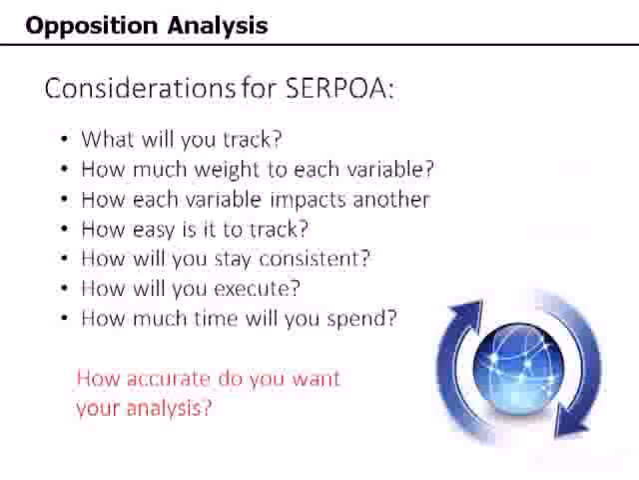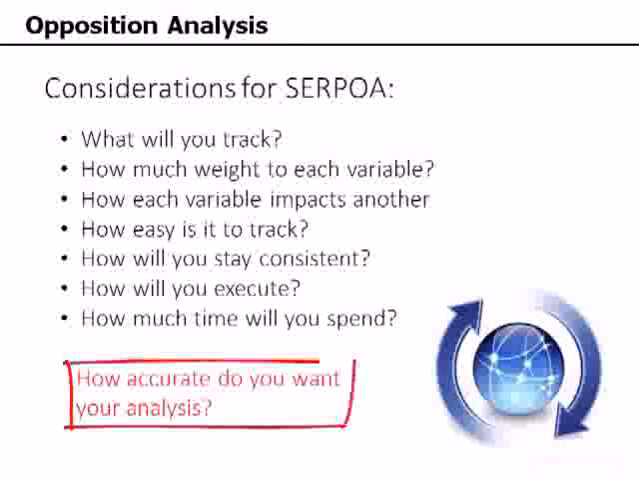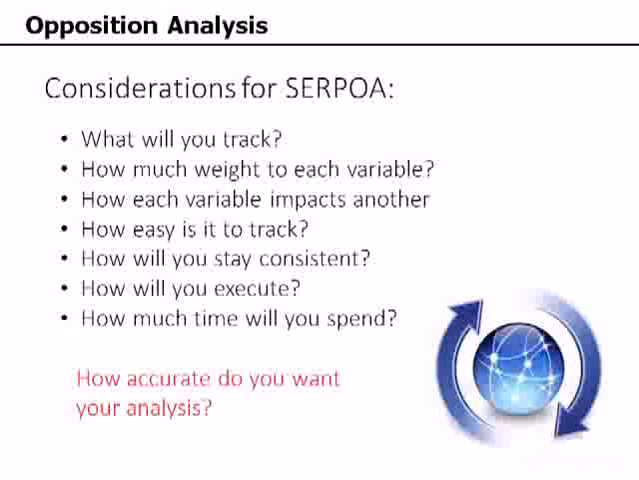So make sure that you're looking at objective data, consider how much you want to track, how much weight you want to put on each variable, how are you going to stay consistent with this tracking because tools break, how much time are you going to spend collecting all this data for your analysis, and how accurate do you want your analysis. We want this to not be a huge time suck. We want to look at some easy, quick data points that we can pull that are objective based on our understanding of the Google algorithm.